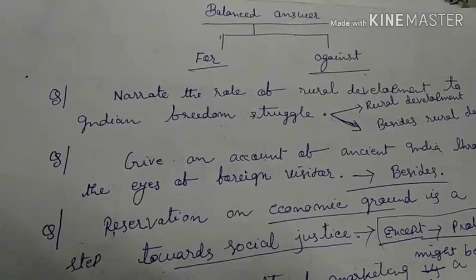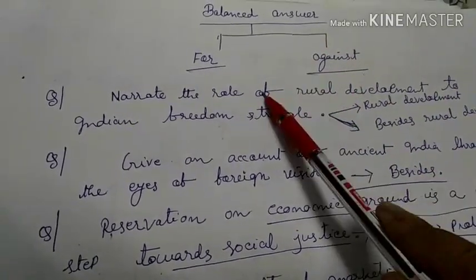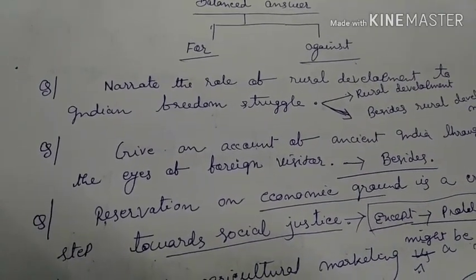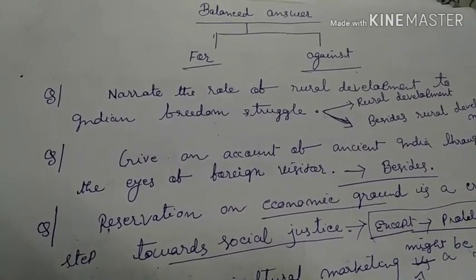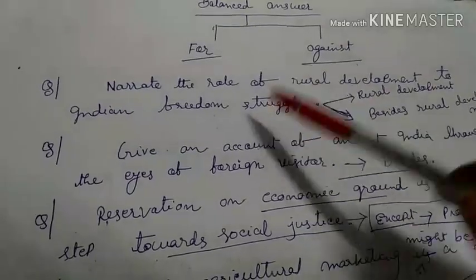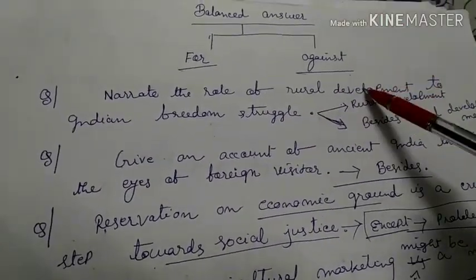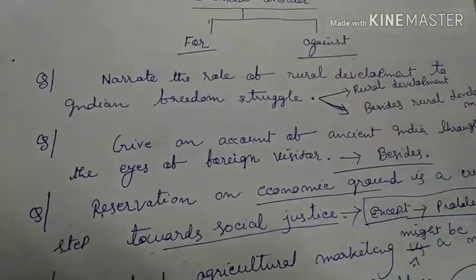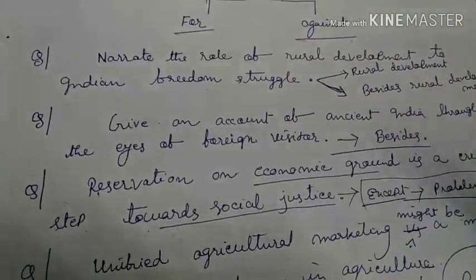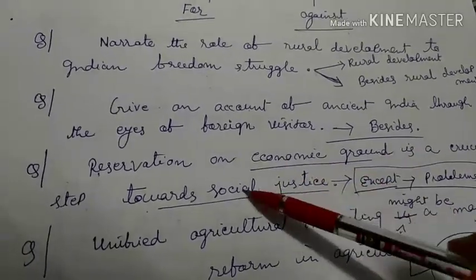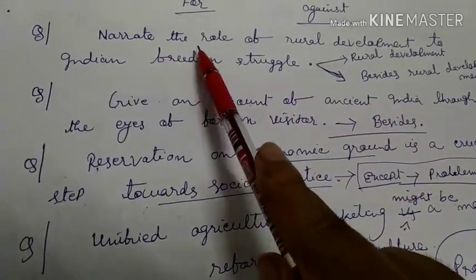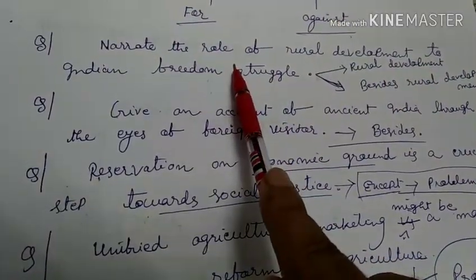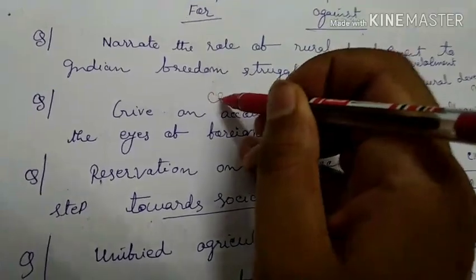You see, in that case, a balanced answer will be for or against. That means we have to find the main core of the question. If the core of the question is for, then our balance line will be against. If the core of the question is against, then our balance line will be for. For example, let's discuss this with some questions. See this question: narrate the role of rural development in the Indian freedom struggle. Find out the core of the question.